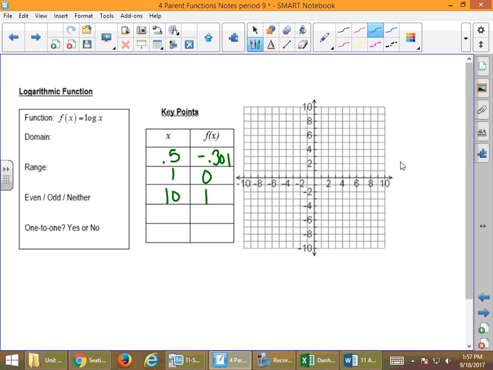But I wanted that half, the 0.5, and the negative 0.301, and then the 1, 0, and then the 10, 1. And I gotta draw that one again. 0.5, negative 0.301, 1, 1, 10, 1. A lot better.